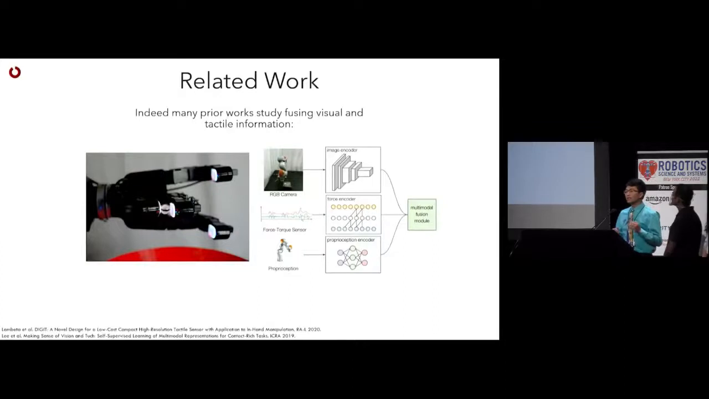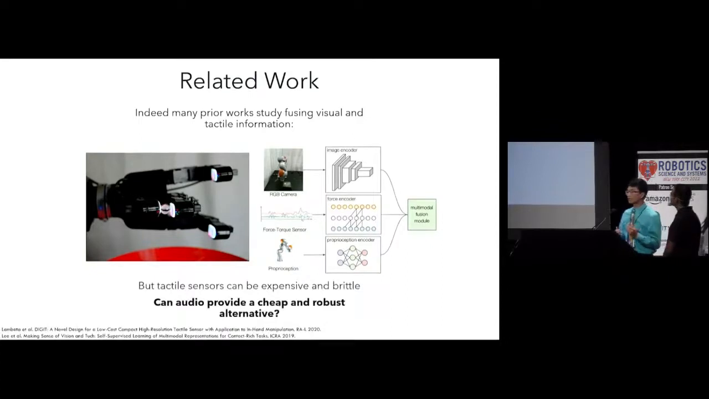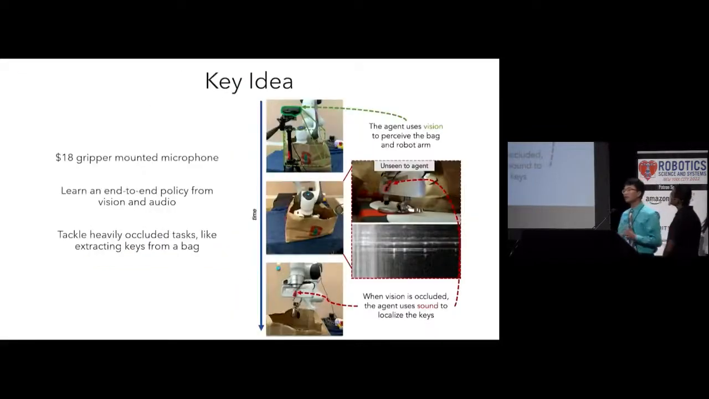Now, it is true that many prior works have looked at fusing tactile information with visual information, but it is also true that tactile sensors can be expensive and brittle, and we're wondering if audio can provide a cheap and robust alternative in certain cases. Concretely, we mount a cheap microphone to the gripper of a robot arm, then we learn an end-to-end policy using vision and audio, and then we try to tackle heavily occluded tasks like extracting keys from a bag.